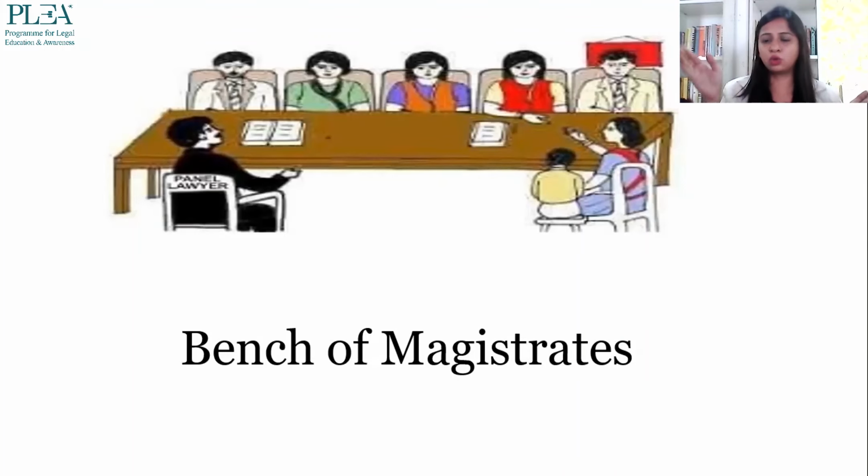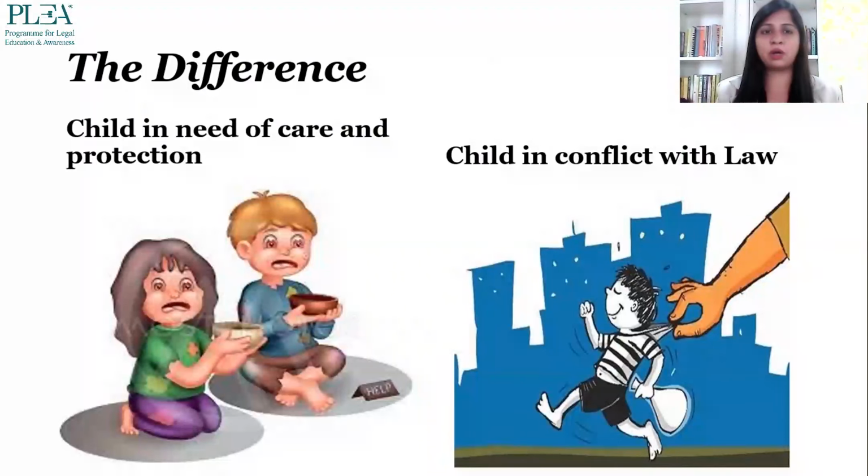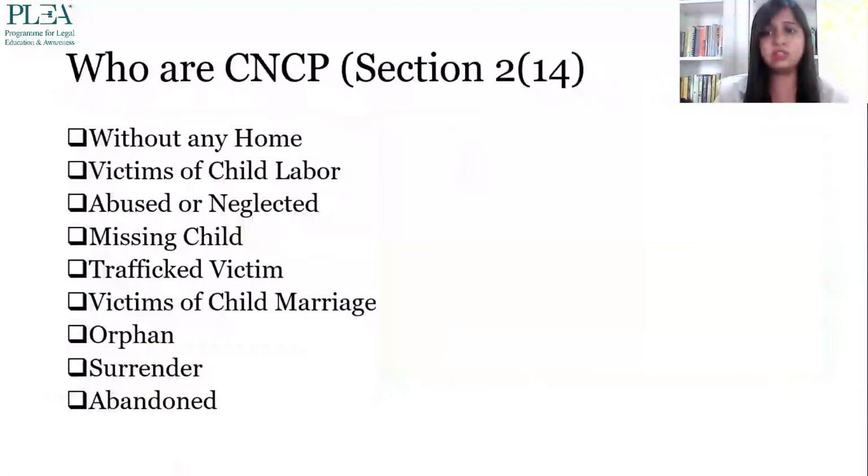Now, I'll run through the slides. And I think the story's background can be kept in your mind to understand the various provisions of the law. So this is what we have understood about the child in need of care and protection and the child in conflict with law. The definition of child in need of care and protection is what I have not told you, because it is very wide, and it's been given as 1, 2, 3, 4, 5, 6 under the law. So these are the provisions which categorize a child to be a child in need of care and protection. And this is given under Section 2, Clause 14 of the Juvenile Justice Act.